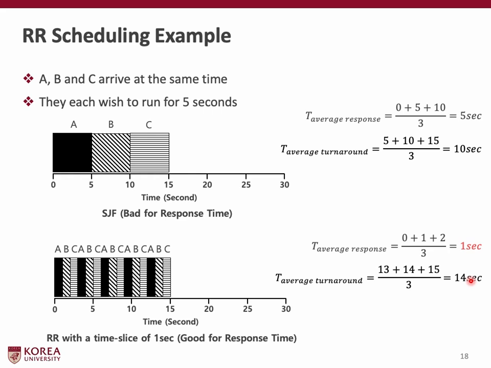Then what's the takeaway? Round robin gives us a much better response time, which makes the system feel more responsive and interactive. But SJF gives us better turnaround time, meaning that on average jobs complete earlier. This illustrates the classic trade-off. A scheduler that improves response time often hurts overall turnaround time, and vice versa. This means you cannot always optimize both things at the same time.